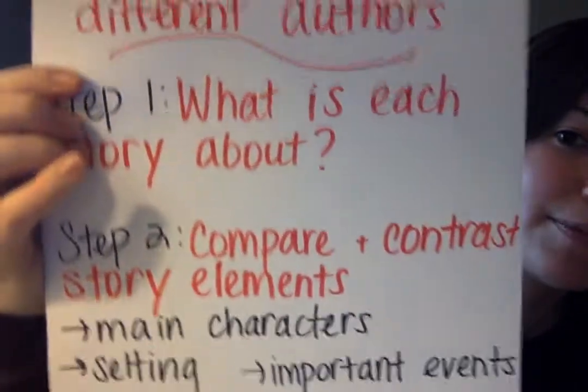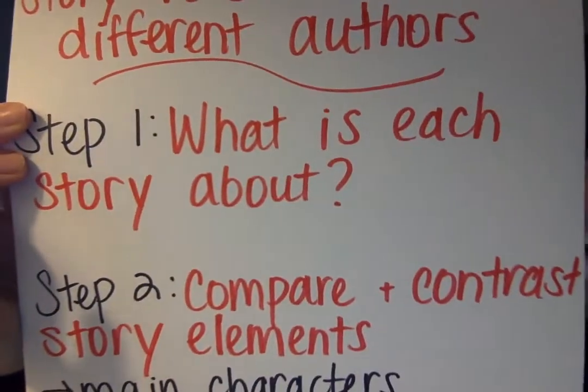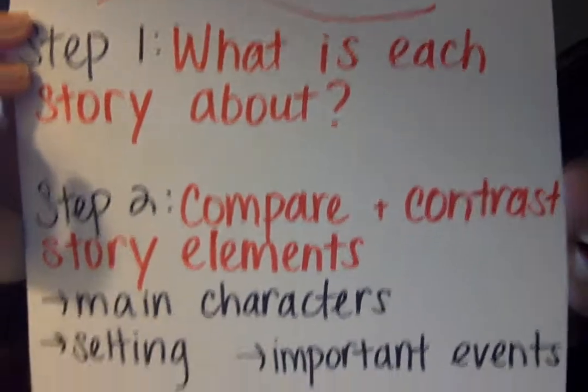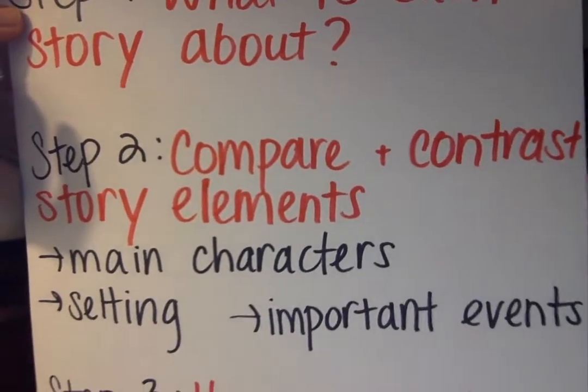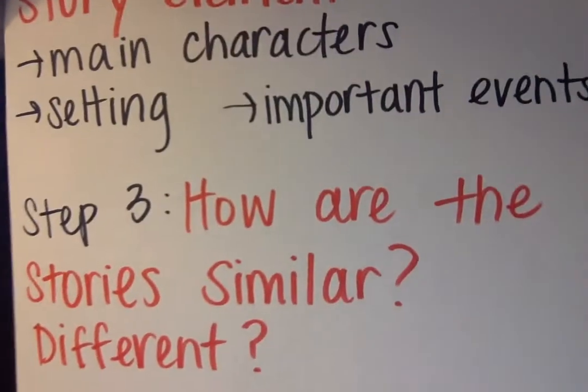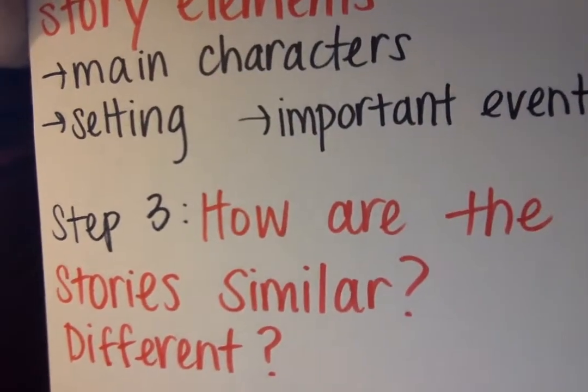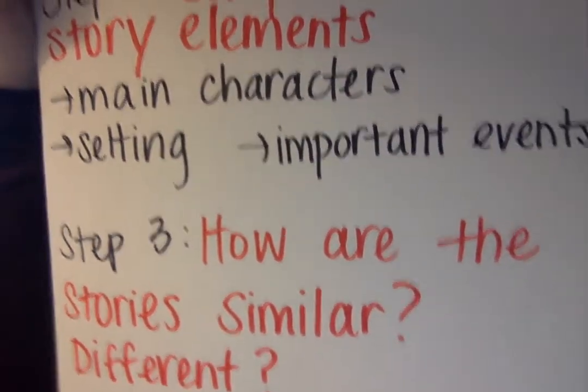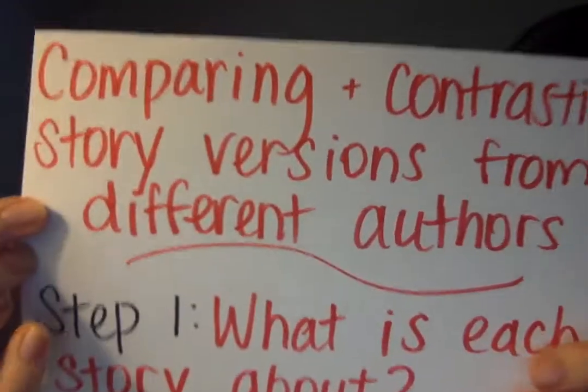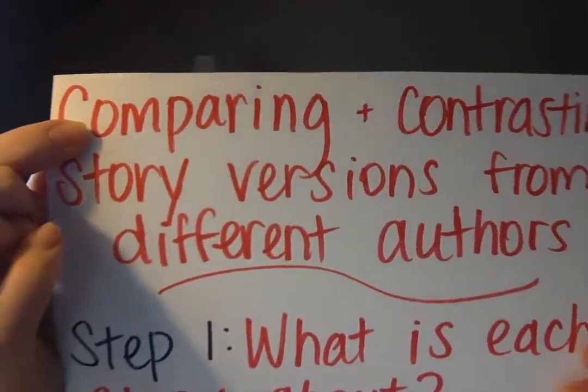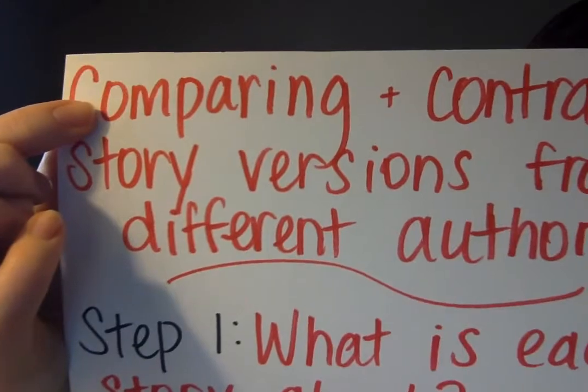So here are our steps. Step 1 was what is each story about? Step 2, compare and contrast story elements. Step 3, how are the stories similar or different? And today we are actually just going to be focusing on looking at how the stories are the same. So I'm going to show you how I follow my steps doing that, and then your only job after that is to answer the Google Classroom question. So I'm really excited to get into it with you guys.